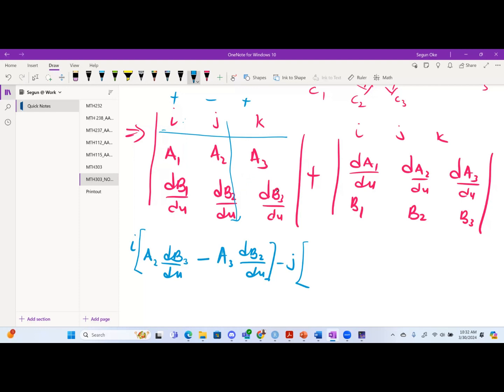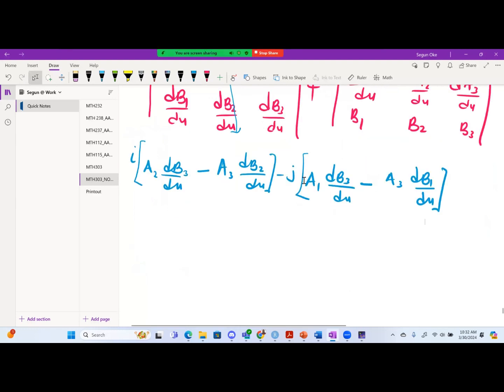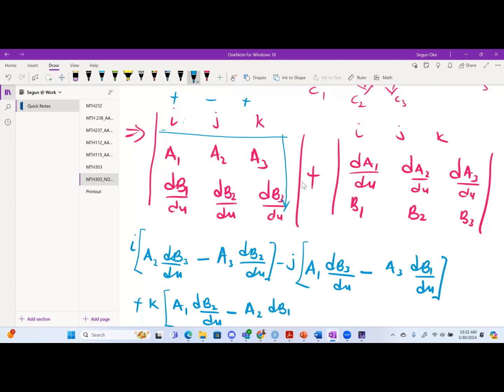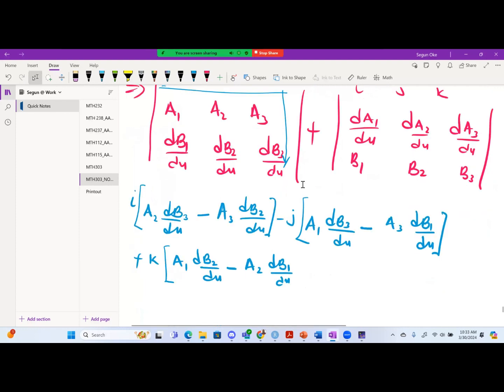If I pick it up, what do I have here? Meaning I will have A1 multiplied by the B3 du minus A3 multiplied by the B1 du. So the last one will be, I will release this one, and I'll pick this one. So it will remain positive K, which is A1 the B2 du minus A2 the B1 du.